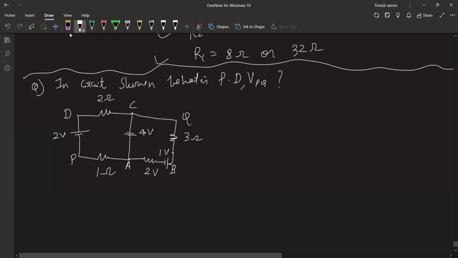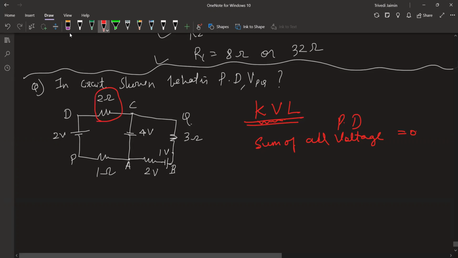Okay, for this one, we will use a method called Kirchhoff's voltage law. What is Kirchhoff's voltage law? The sum of all voltage or potential differences is equal to 0. In short, if it is a resistance, how do we make it a potential difference? Multiplying it by current, I. Multiply by I here, and here also multiply by I. Voltage is already there here. So the sum of all of these in a loop. The condition is that it should be a closed loop.